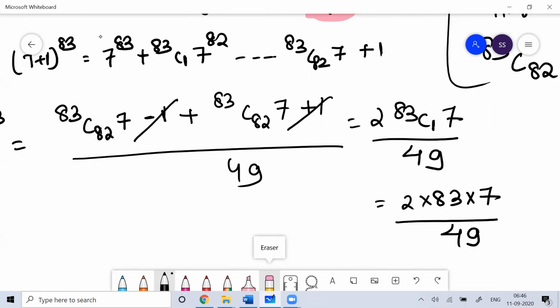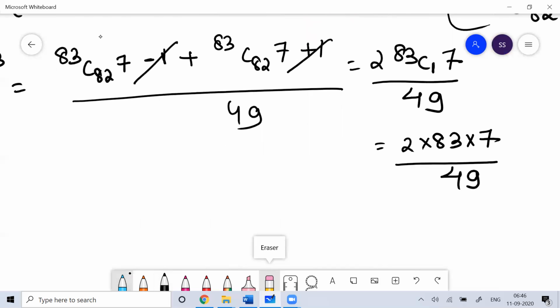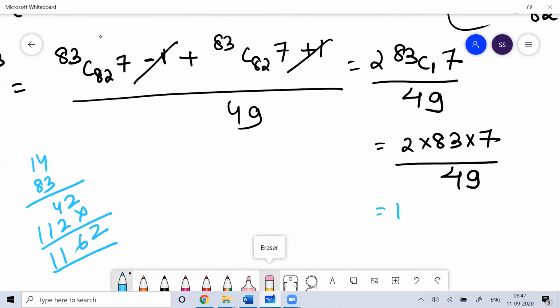So 83, here if I check this number, 7 2s are 14, 14 into 83. 14 3s are 42 and 14 8s are 112. This is 112. This is 1162. This is 1162 divided by 49.